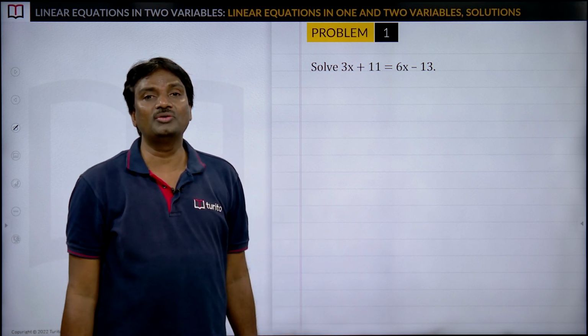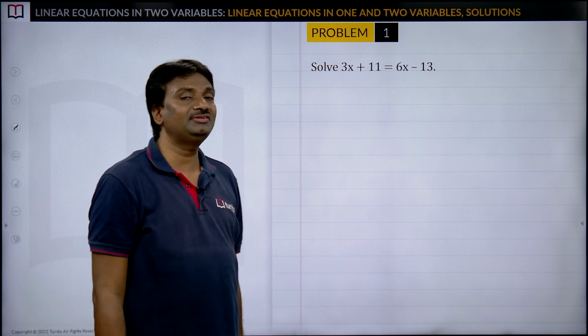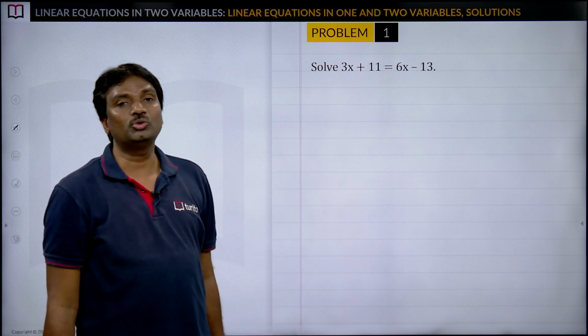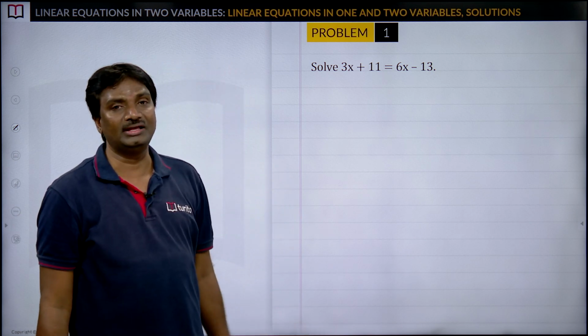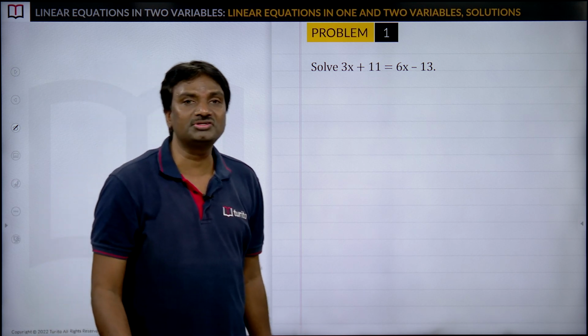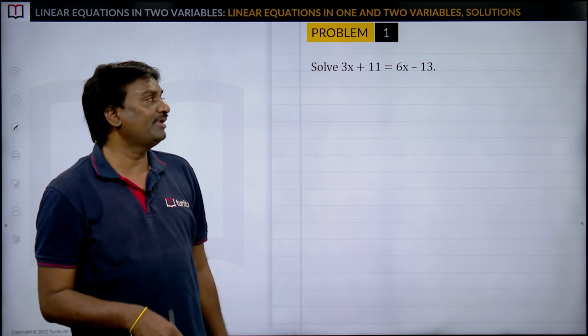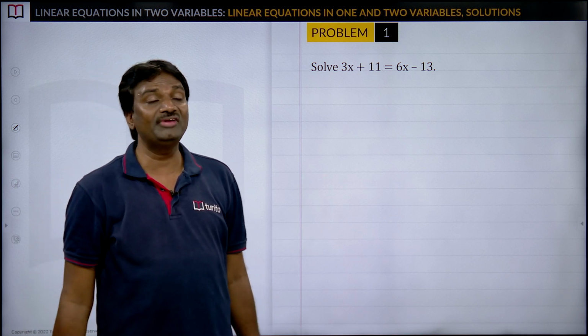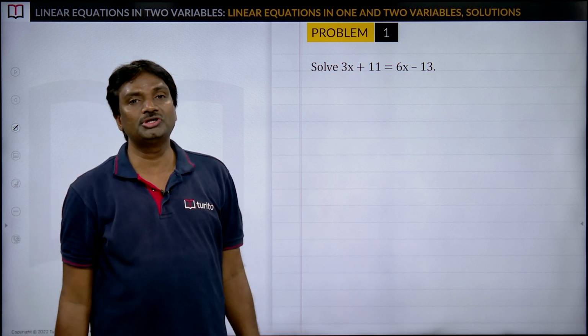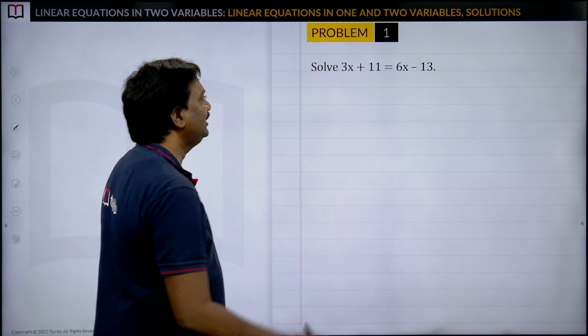So, when we have variables and constants on both sides, we have to write the variables on LHS and the constants on RHS, and then we can simplify. After simplifying, you will get the value of x, that is the solution of the given linear equation.